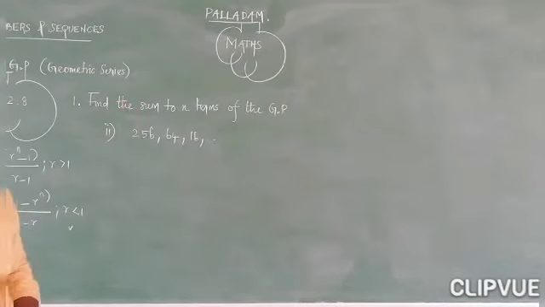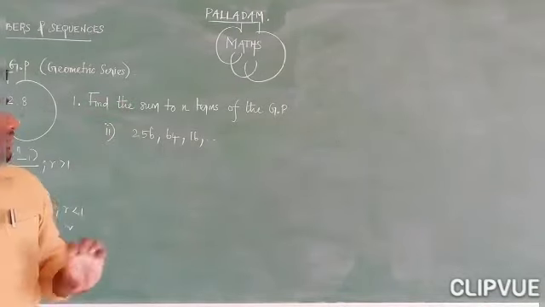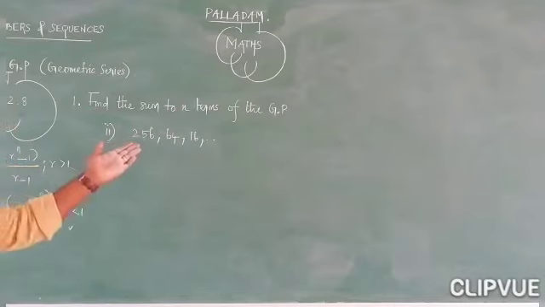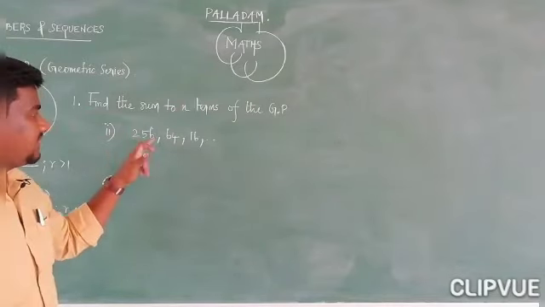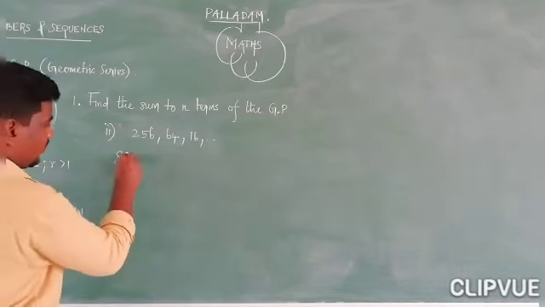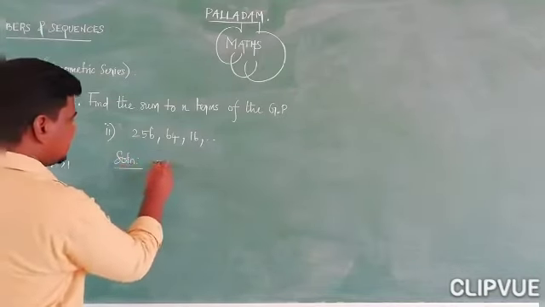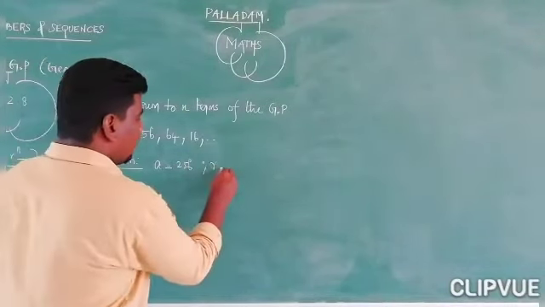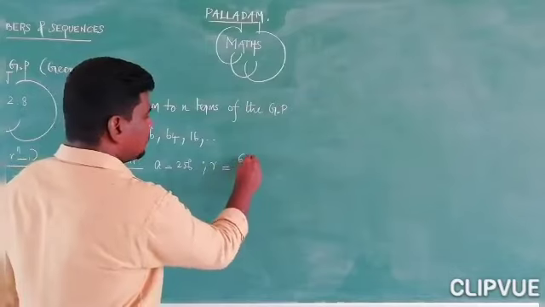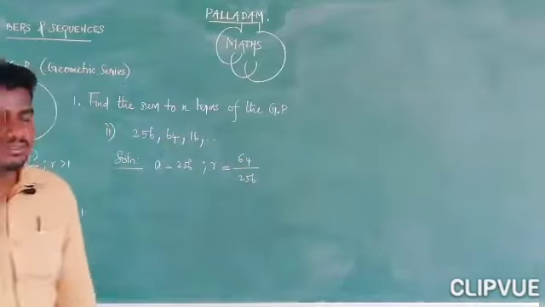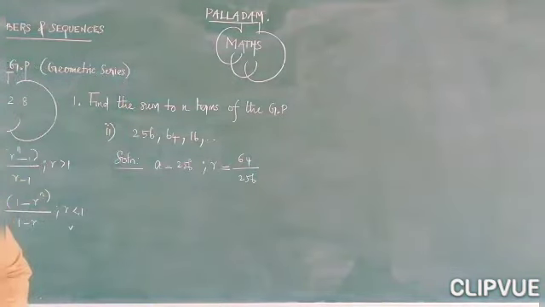First subdivision got over. Exercise 2.8, first question, second subdivision. The same question, find the sum to n terms of the GP. Here the terms in GP are 256, 64 and 16. So first we find the common ratio. First term a is equal to 256 and common ratio r is equal to term 2 divided by term 1. So 64 divided by 256.